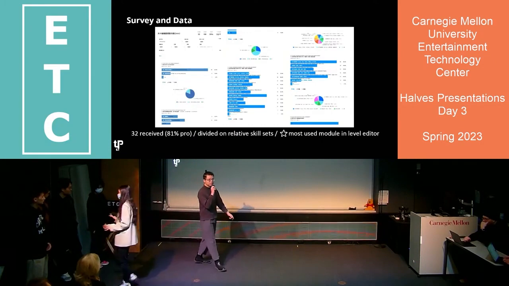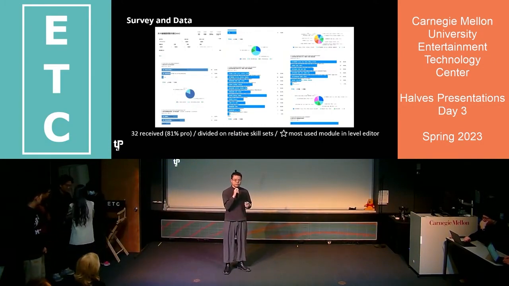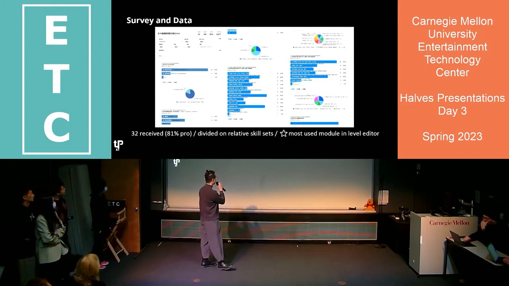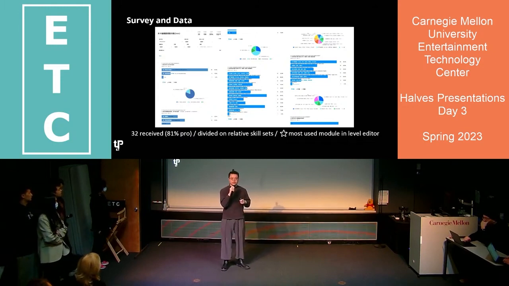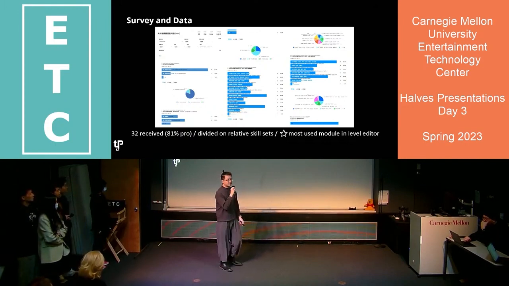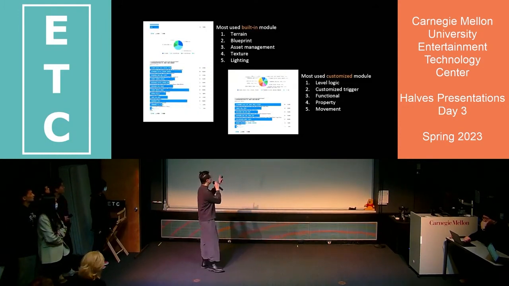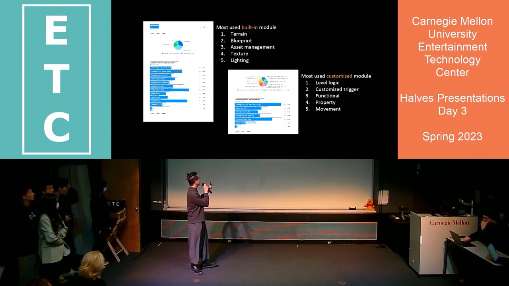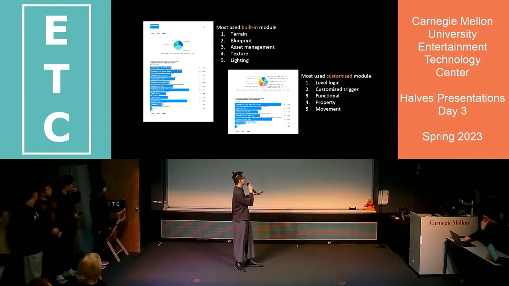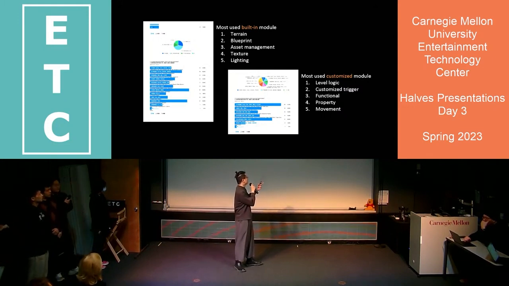We started the research with level designers first. We received 32 survey responses, and 80% of them are professional level designers. We divided them by related skill sets, for instance, the programming skills and art skills that can support their level design skill. We also have data about the most used modules in level editors. Our outcome is that the most used building modules are terrains and assets, texture and lighting. The most used custom modules that they need to make themselves in the engine are the level logic module, triggers, function modules, properties like destroyable or movable, and also movement modules like linear and circular movement.